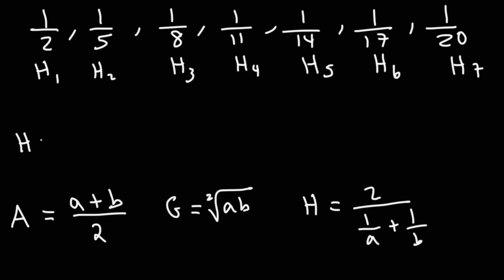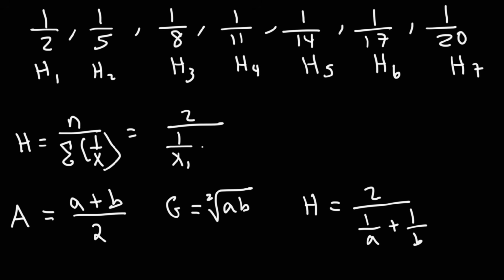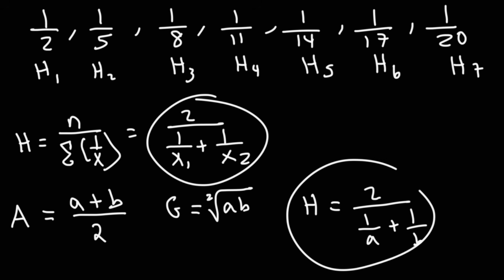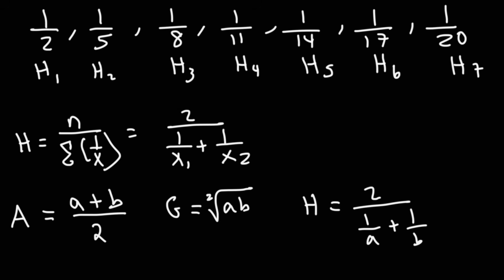So going back to this formula where the harmonic mean is n over the sum of 1 over x, if we have two numbers, n is 2, and then this is just 1 over x1 plus 1 over x2. So as you can see, these two formulas are the same. It's just instead of x1 and x2, I'm using a and b. So this is how you would find the arithmetic mean of two numbers. This is the geometric mean of two numbers, and this is the harmonic mean of two numbers.